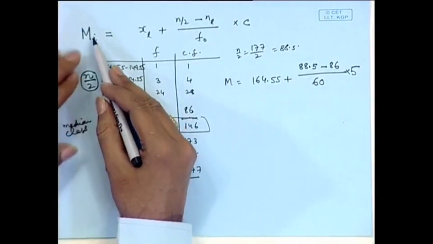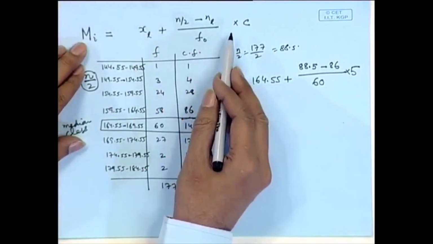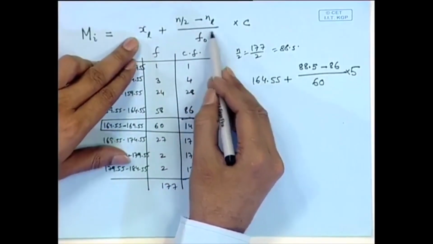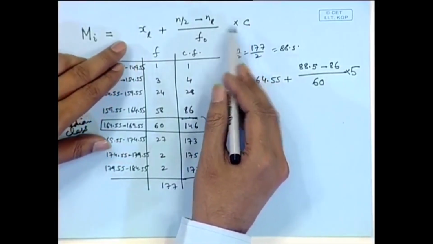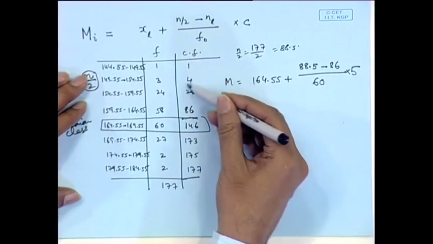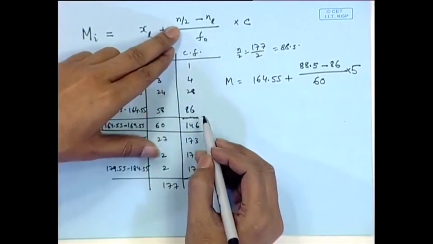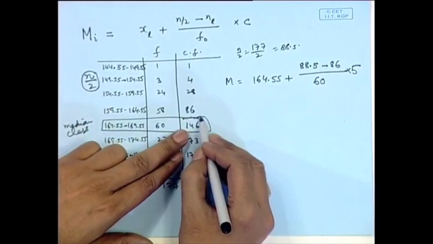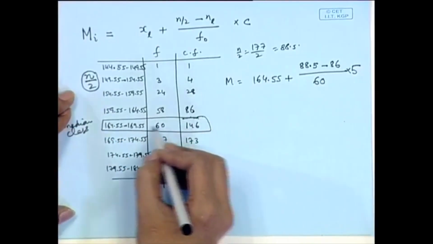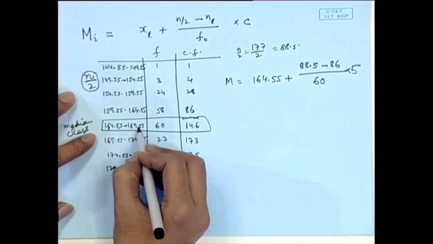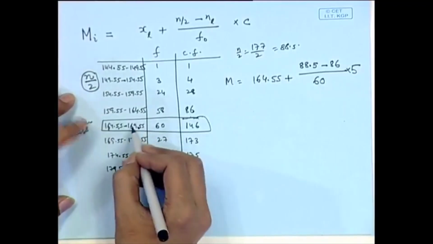So, you can see here the median value for frequency classified data is given by x L plus n by 2 minus n L divided by f naught into C. How this is determined is by first looking at what is n by 2. n is the total frequency. In the cumulative frequency table, you observe where this n by 2 will occur. Since 86 is here, 88.5 is above this. That means that particular frequency is occurring in the next class, that is from 164.55 to 169.55. So, this is known as the median class.